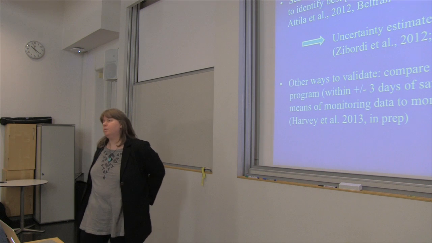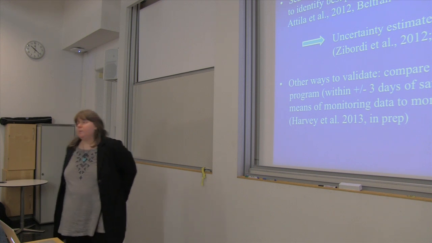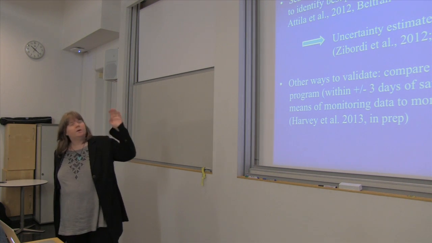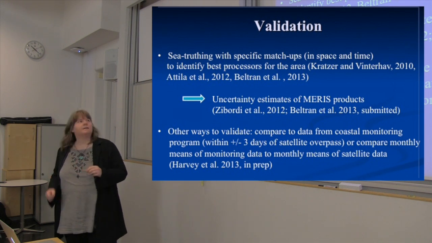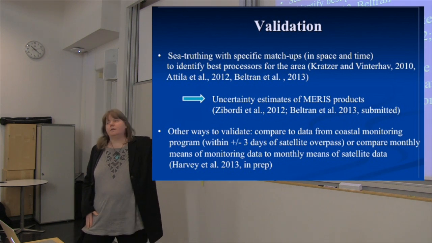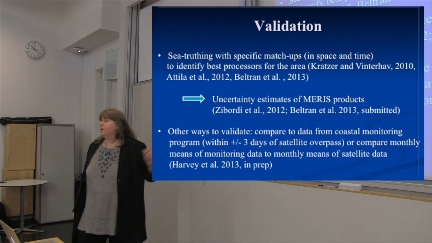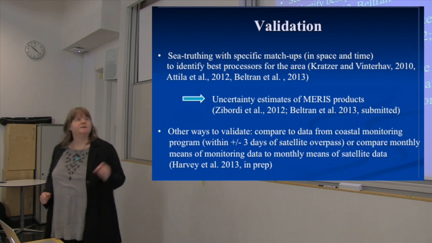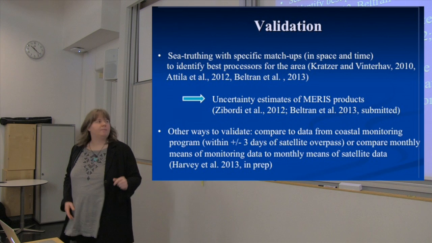Then we have worked a lot on validation, and I don't want to go too much into the details, but this is very important to make sure that the data is reliable. And we basically use two different ways of validating. One is to compare to matchups within ±2 hours of the satellite overpass, and we can then derive uncertainty estimates of the products. Or we can also compare to the coastal monitoring system where we compare within ±3 days, but this is not proper sea-truthing, but it is a comparison of methods.